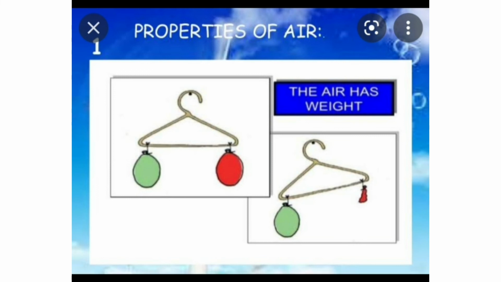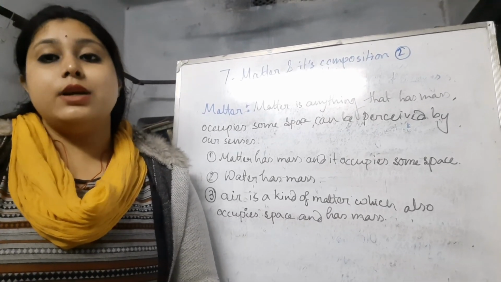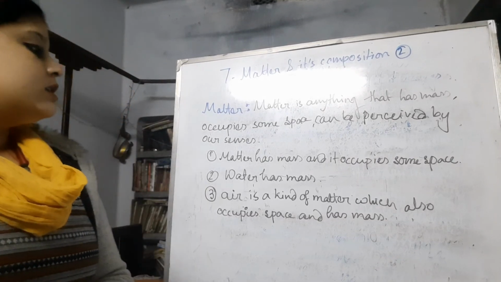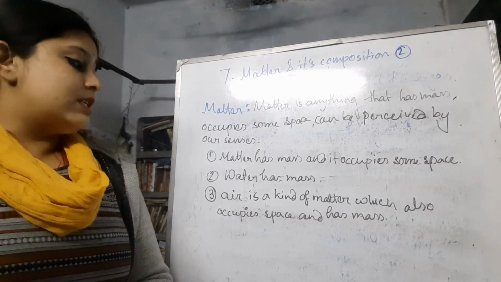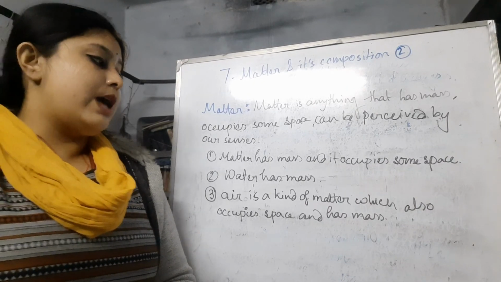So it is now proven that air is a kind of matter that obviously occupies some space and has mass. In this video you learned about two activities. The first is that water has mass and the second is that air is a kind of matter which also occupies space and has mass.